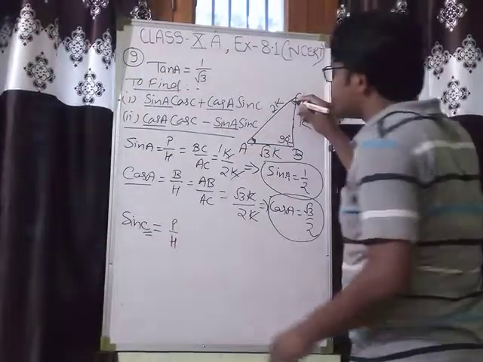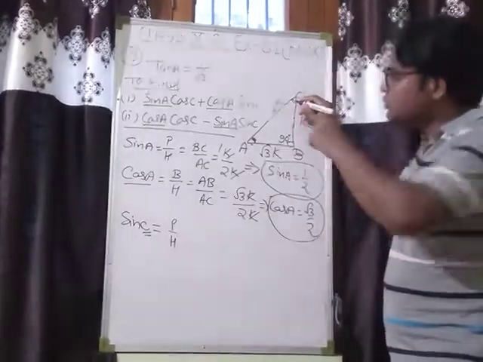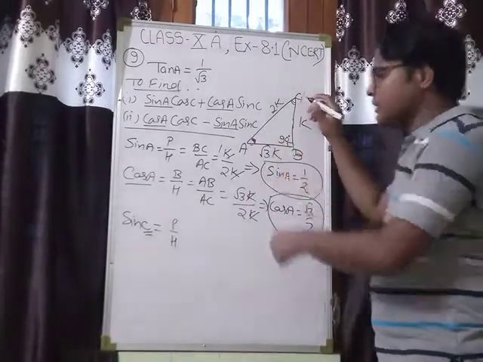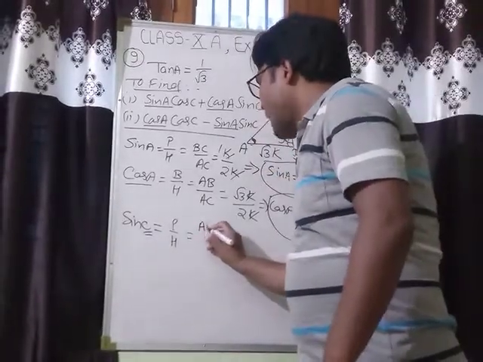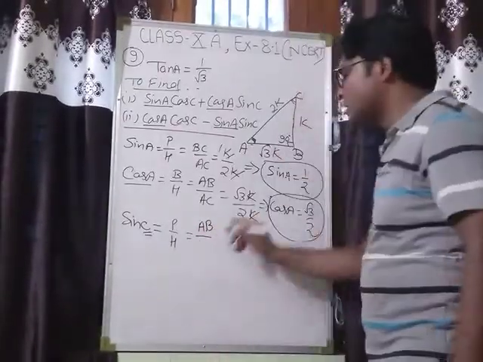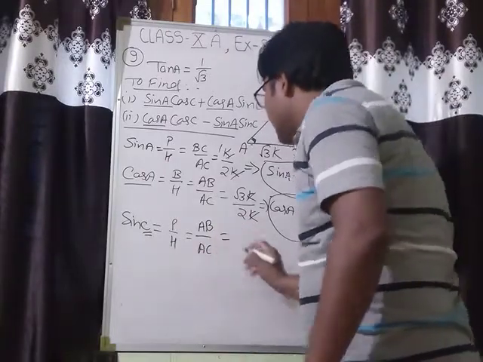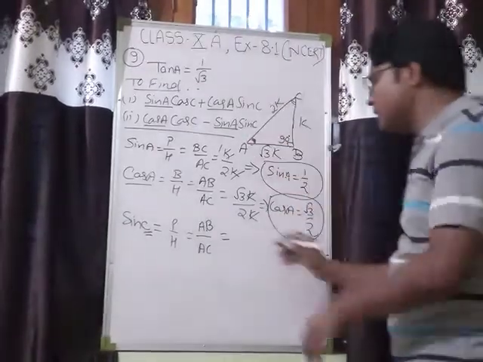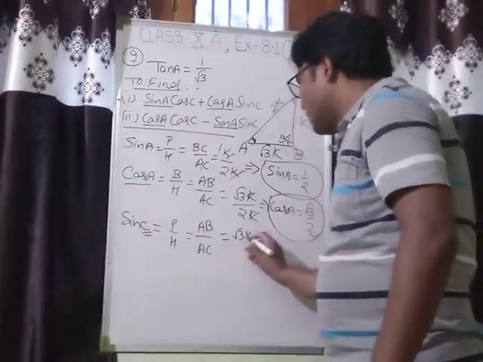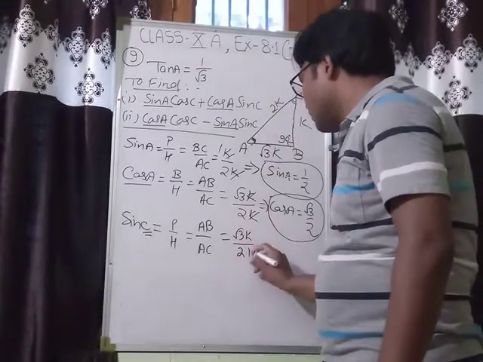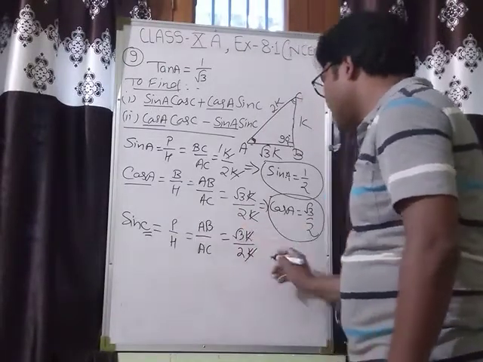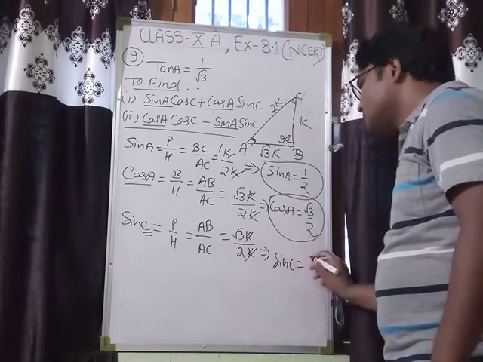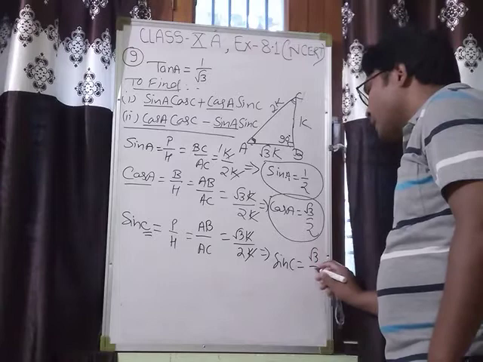Angle C is here. And the side opposite to this angle will be the perpendicular, meaning perpendicular will now be AB. Hypotenuse is fixed, that is the longest side, AC. Here AB is root 3K, upon AC which is 2K. So K and K cancel. From here we have sin C is root 3 by 2.